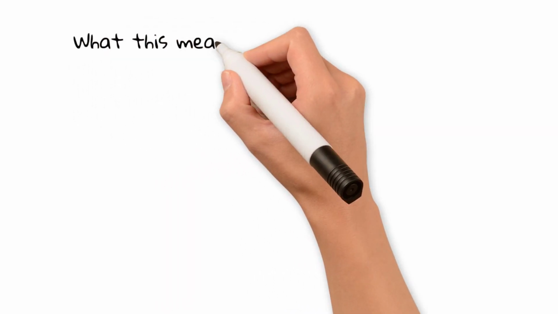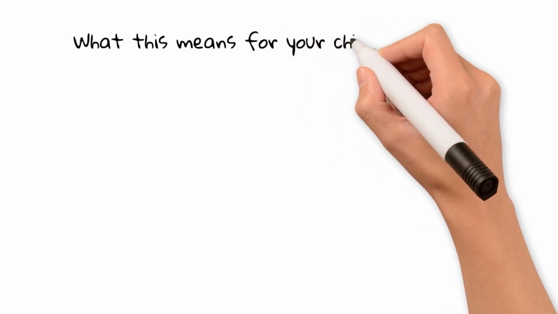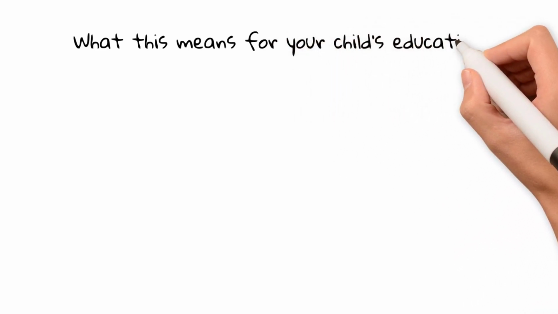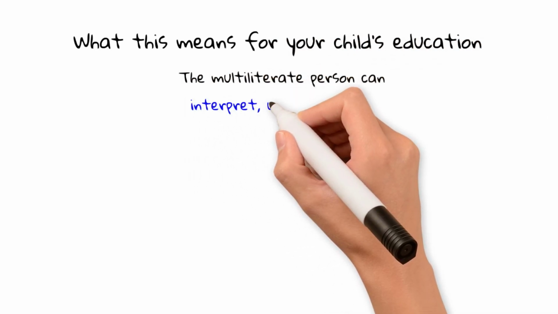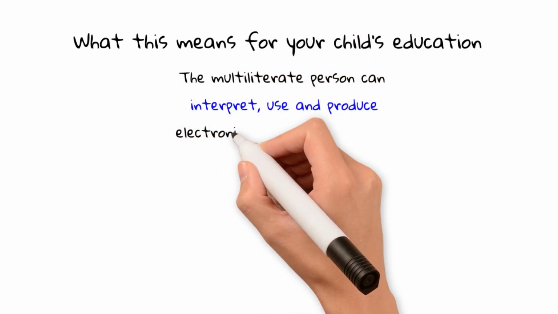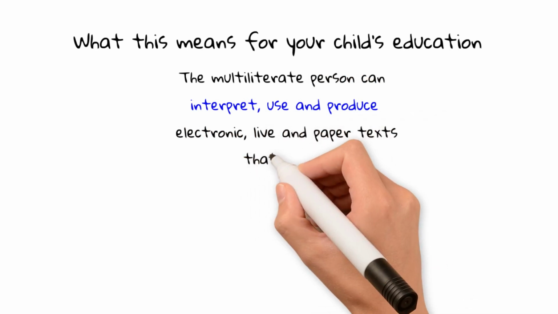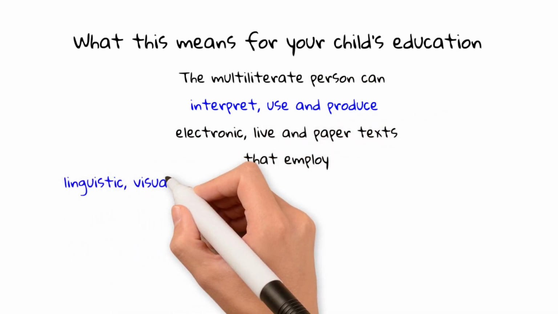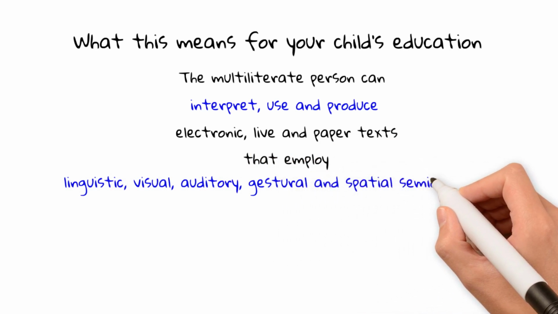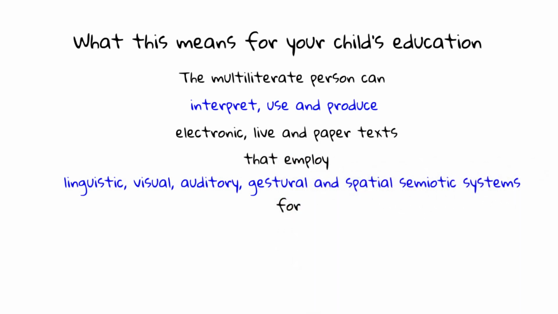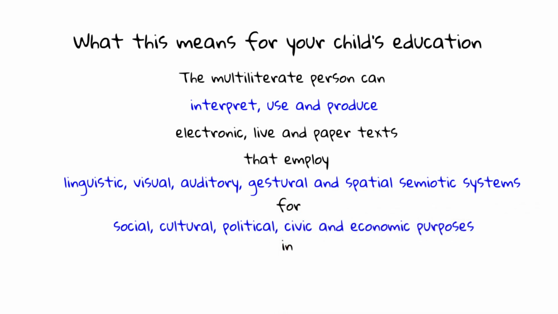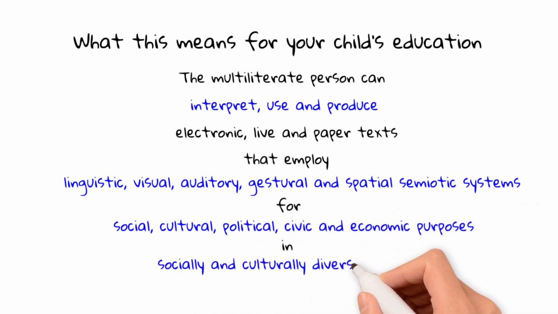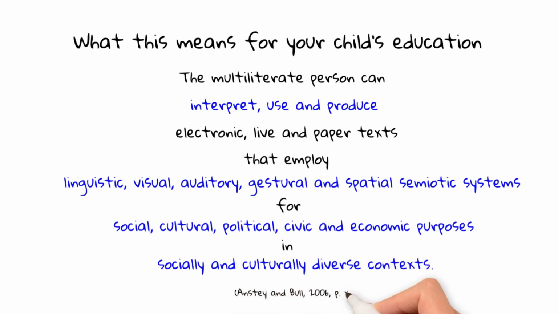What this means for your child is that our pedagogy will endeavour to develop multiliterate individuals. A multiliterate person can interpret, use and produce electronic, live and paper-based texts that employ linguistic, visual, auditory, gestural and spatial semiotic systems for social, cultural, political, civic and economic purposes in socially and culturally diverse contexts. To do this, changes need to happen.